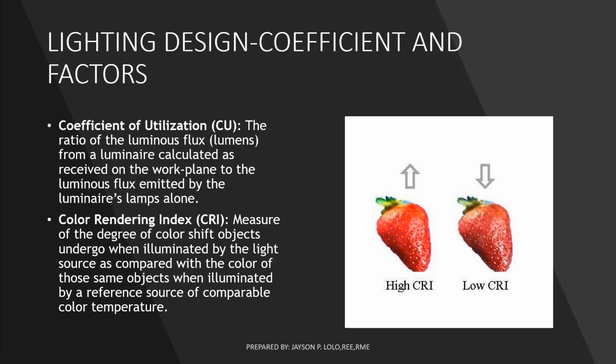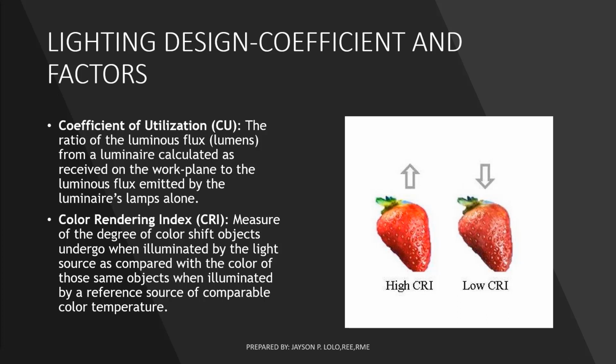The next one is the color rendering index. It is the measure of the degree of color shifting that objects undergo when illuminated with the light source, as compared with the color of those same objects when illuminated by a reference source.